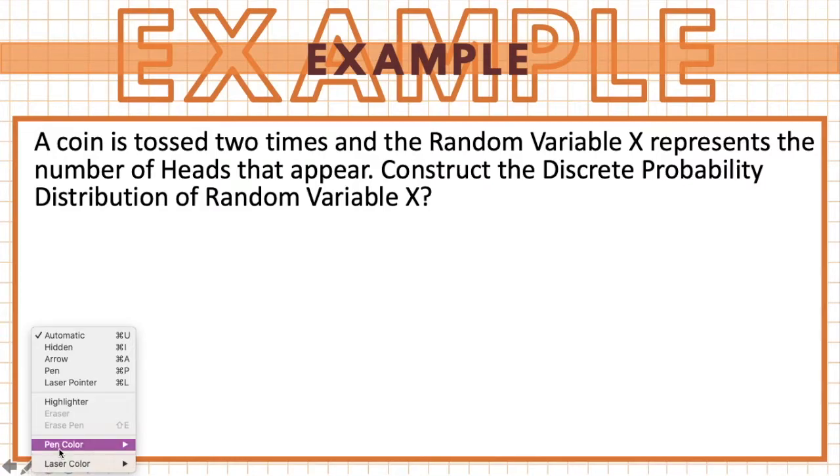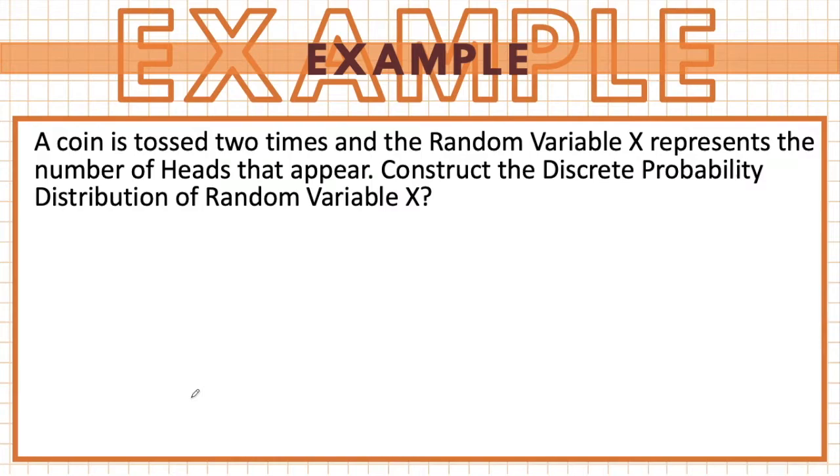Now, in constructing a discrete probability distribution, the first thing to identify is the values of the random variable. So, ang random variable natin sa problem na to ay x, and x represents the number of heads. Okay, so the values of random variable x are 0, 1, and 2. These are the values of the random variable x.